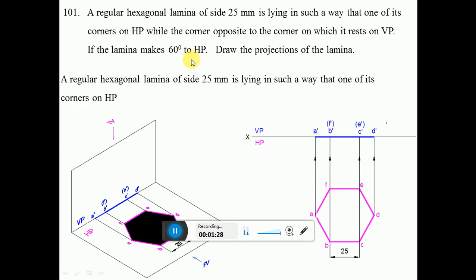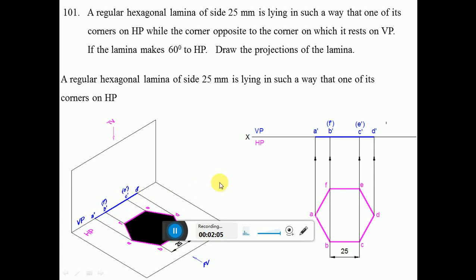So we have to keep it parallel to HP initially. That means the surface inclination with respect to HP is 0 degrees initially. Since you want all the corners resting on HP, obviously this is parallel to HP. Since it is parallel to HP, I am getting the true shape here. When you look from the front view, A, B, C, D is near to the observer, so A dash, B dash, C dash, D dash is visible, and E and F are away from the observer, so obviously that will become invisible. This is the 3D analysis.